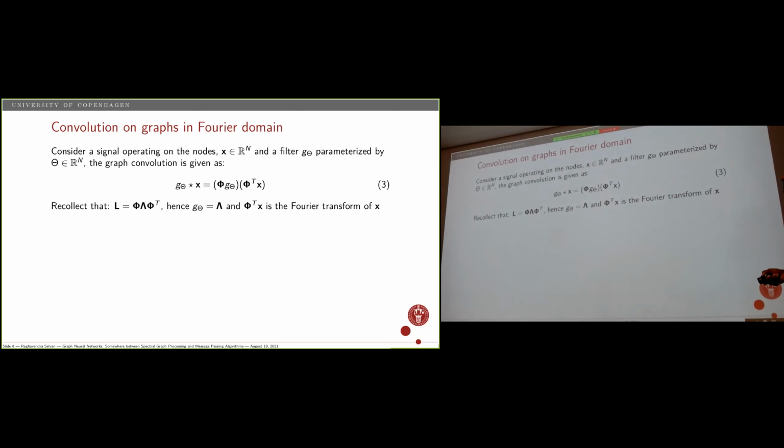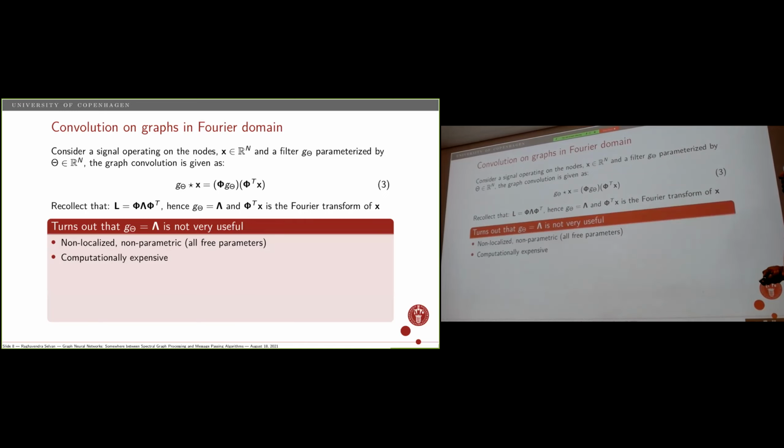So we also have this decomposition of the Laplacian from before. Then if you compare this expression to this decomposition, what we end up with is that your filter is basically just the eigenvalue function, the matrix with the eigenvalues.